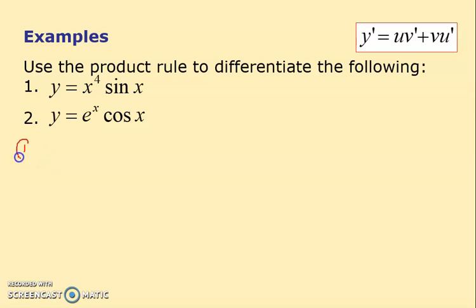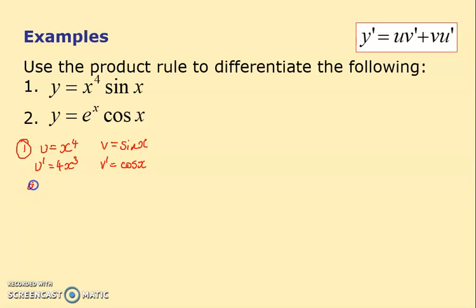So let's do number 1 first. So it says y equals x to the 4 sine x. So I'm going to write u equal to x to the 4. And since I've got this formula written up here, I'm just going to differentiate it. u dash is 4x cubed. v then is the other one, which is the sine x. Now you should remember that v dash, if I differentiate sine, I get cos.